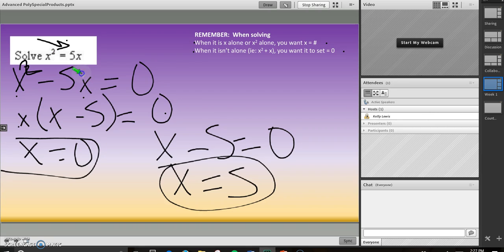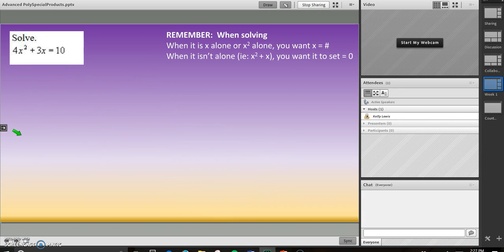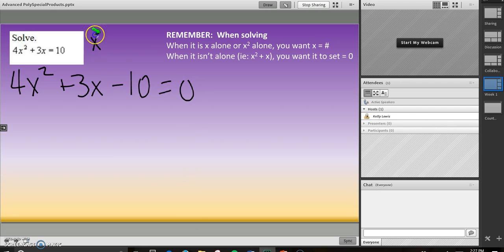Okay, so put them on the same side and then factor out what they have in common and set it equal to 0. Let's do another one like that. Right here. So everything should be on the same side. Minus 10 equals 0. And x squared should always be positive. Okay.